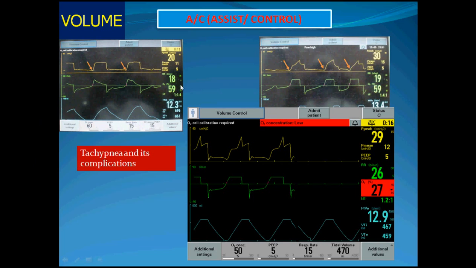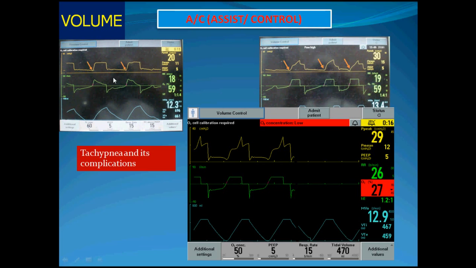This is volume controlled and this is pressure controlled ventilation. If the patient starts to take his own breaths and becomes tachypneic, I'm going to discuss it later, but here the patient became tachypneic. This is the inspiratory time, this is the expiratory time, and this is the expiratory pause. An increase in the respiratory rate will be at the expense of the expiratory pause, to the degree that there will be encroachment on the expiratory time itself. So the time required for exhalation of the tidal volume will be insufficient.